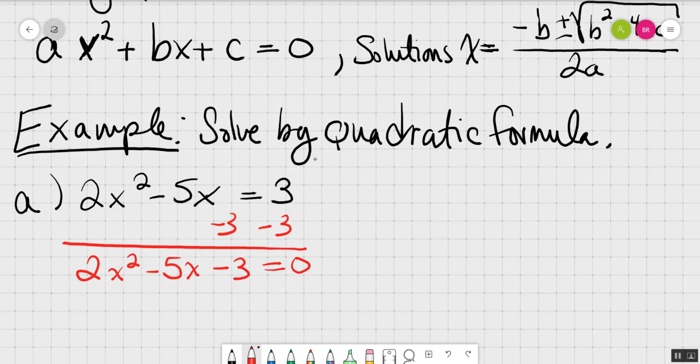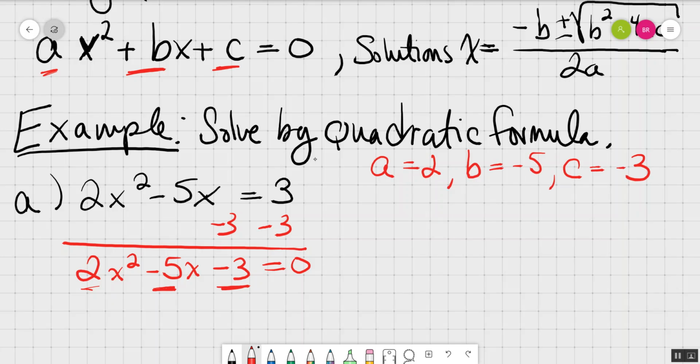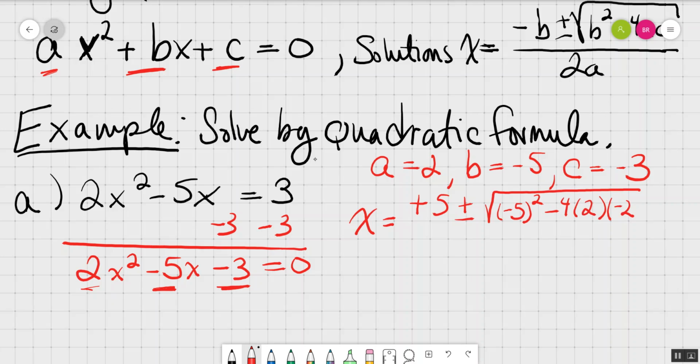So be careful. So here, a is going to be 2, b is going to be negative 5, and c is going to be negative 3. So I'm going to write that down. And then I'm just going to use the formula. x equals the opposite of b, so since b is negative 5, I'm going to get plus 5. Plus or minus the square root of b squared, so negative 5 squared, minus 4 times a, which is 2, times c, which is negative 3, all over 2 times a.